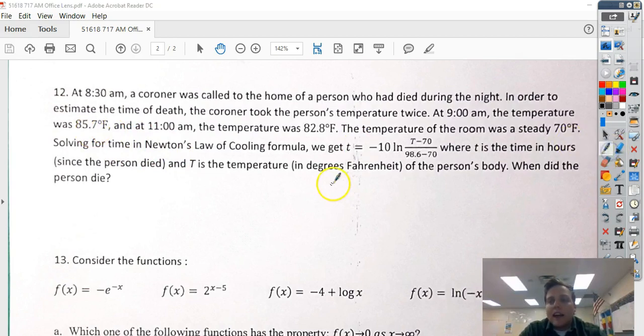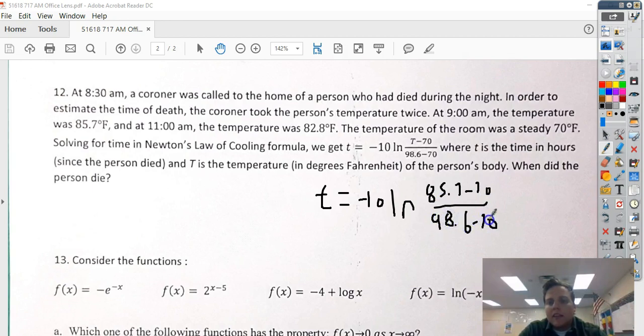So we're going to say that time, little t, is equal to -10 times the natural log of (85.7 minus 70) over (98.6 minus 70). And this is going to tell us how long he's been dead since we took his temperature, the 85.7 temperature. Okay?